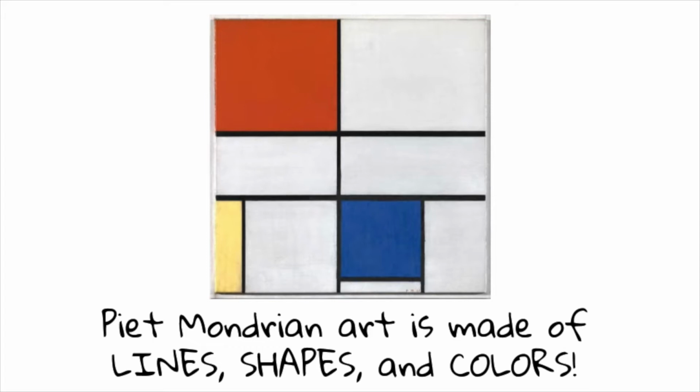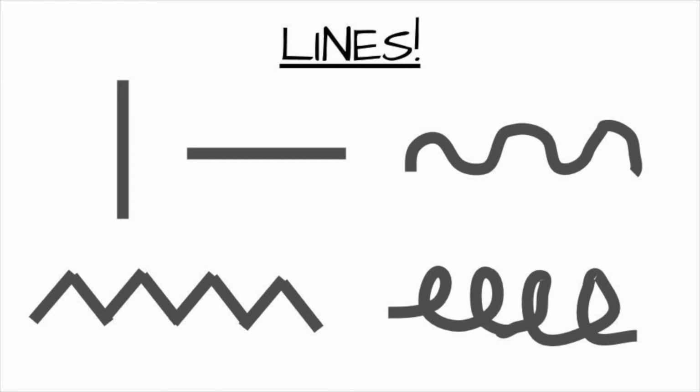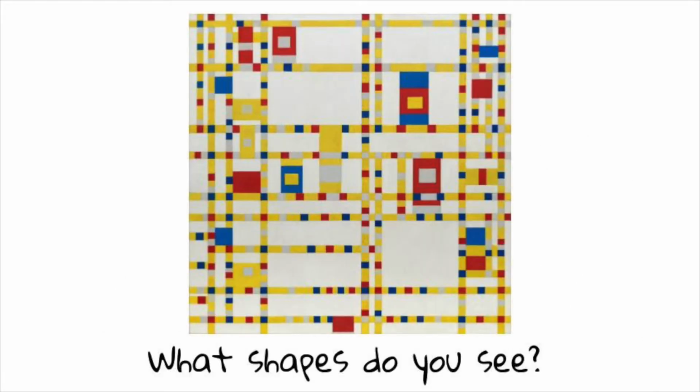What types of lines do you see in this picture? There are lots of different lines. Some are horizontal, that go side to side. Vertical lines go up and down. We have wavy lines and zigzag lines and loopy lines and many, many more.